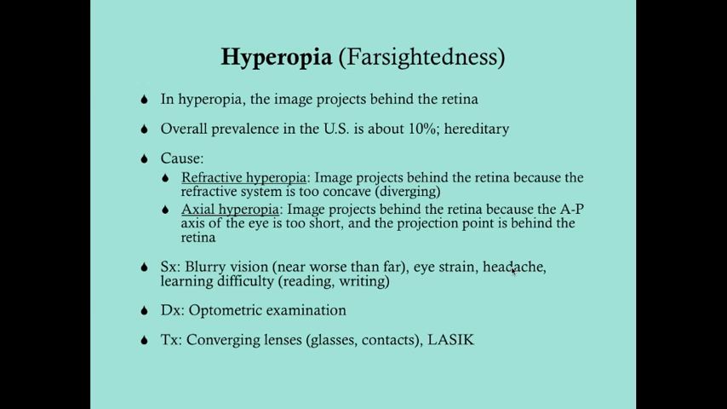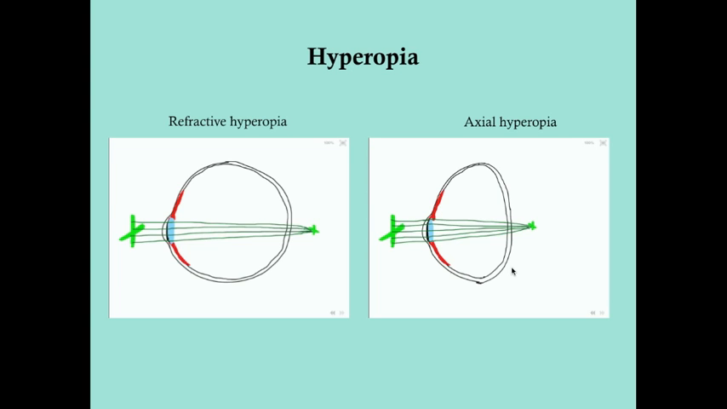And so the ciliary muscles will be very active in patients with untreated hyperopia, and that can cause strain and headache. The diagnosis here again is optometric examination. It's made in the optometrist's office, and the treatment is converging lenses. So you use the opposite lenses that you would use in myopia, and that allows you to project the image quicker. And so rather than projecting the image in the back of the retina, you would project it at the retina. And again, with hyperopia, you can also do LASIK.